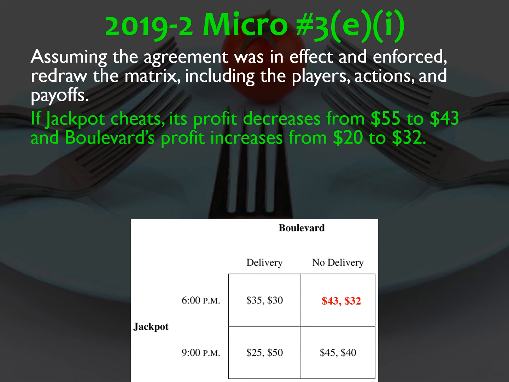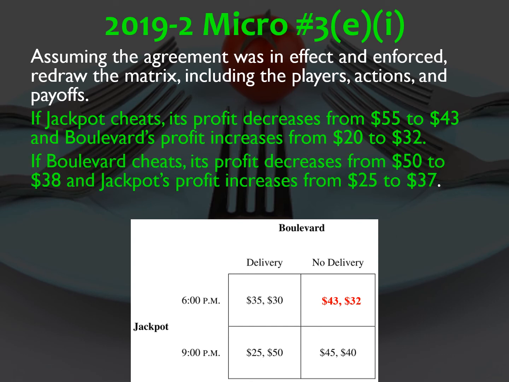Now, what if Boulevard cheats? What if Boulevard chooses delivery instead? Now we're looking at this box. Delivery is going to lead to a decrease in Boulevard's profit from 50 to 35, and 12 bucks will go from Boulevard to Jackpot, increasing Jackpot's profit to 37 bucks. So here is the complete redrawn matrix with the new numbers put in.